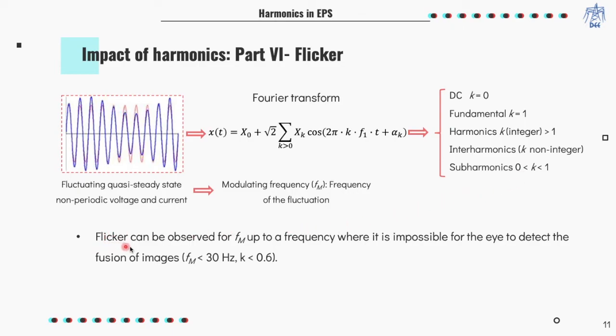So, flicker is produced by the light oscillations due to the subharmonics of frequency below 30 Hz, which are not detected by the human eye. These subharmonics appear when the modulation frequency is below 30 Hz.